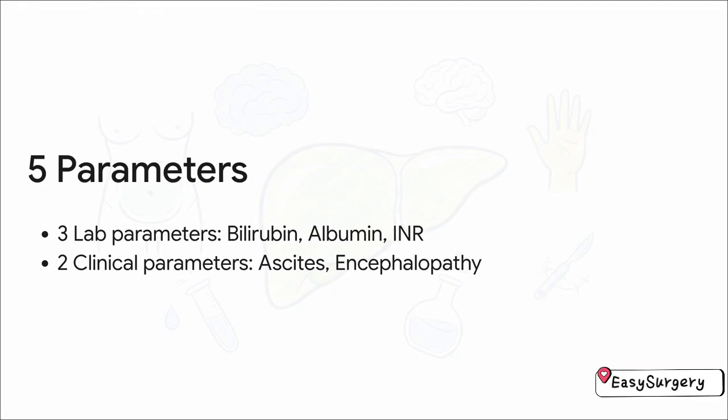You have 3 objective laboratory parameters that you check on the blood work: bilirubin, albumin, and INR. And then you have 2 subjective clinical parameters that you get by physically examining the patient: assessing the belly for ascites, and evaluating their mental status for encephalopathy. 3 labs, 2 exams. Simple as that.